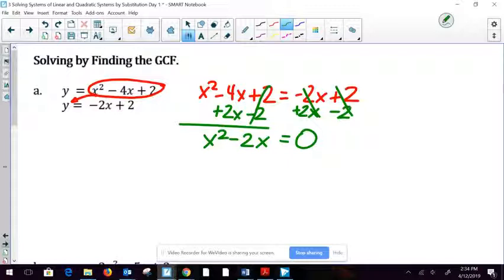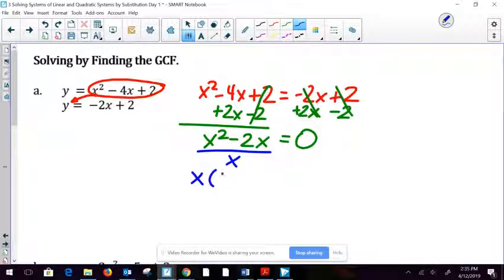So now that I have this equation equal to 0, we are actually going to look for a GCF between both terms to factor this. So what do x squared and negative 2x have in common? You guessed it, they both have an x. So I'm going to take that x and write it out front and write down what's left inside.